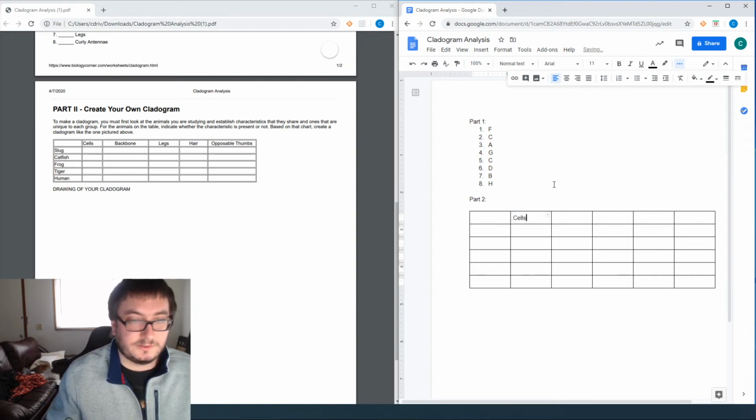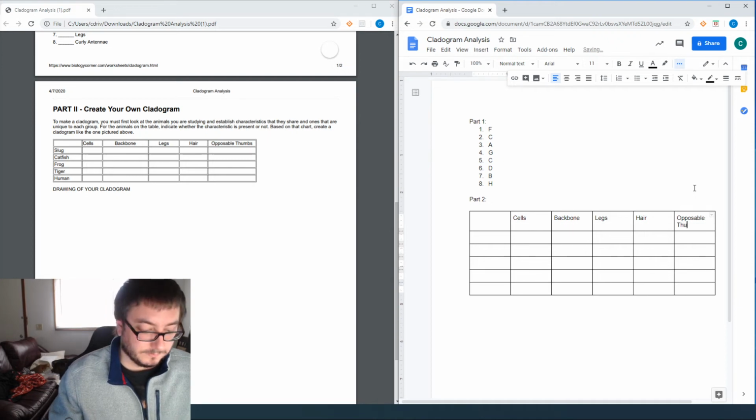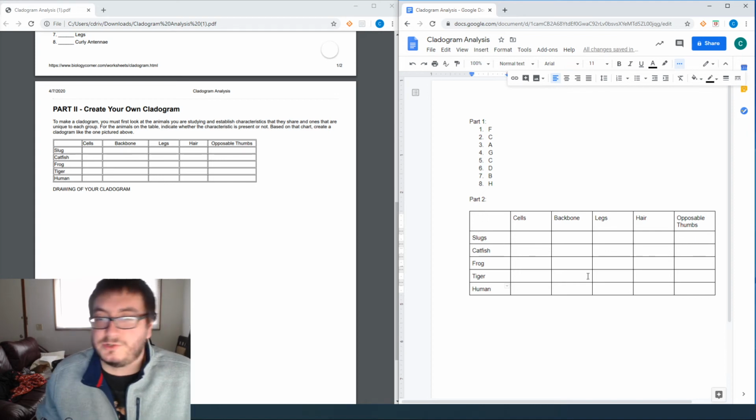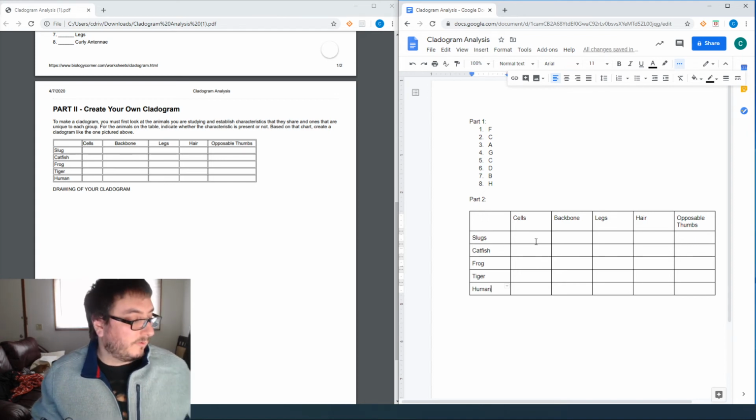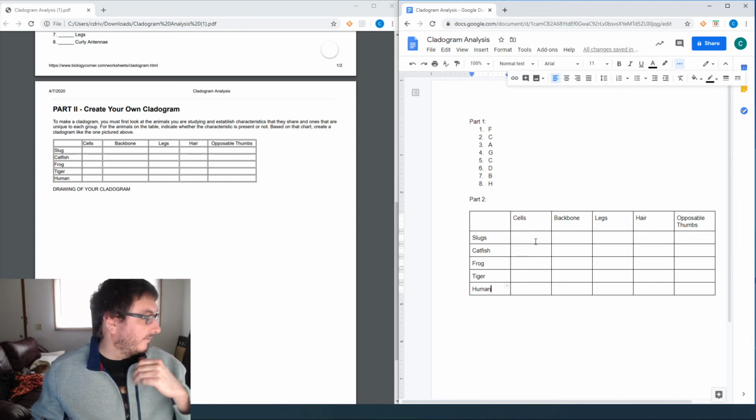Second one, cells. Here we got backbone, legs, hair, and lastly, opposable thumbs. Down here, we've got slugs, catfish, frog, tiger, and humans. Now what we're going to do, we're just going to go ahead and put an X in any one that has that particular feature.